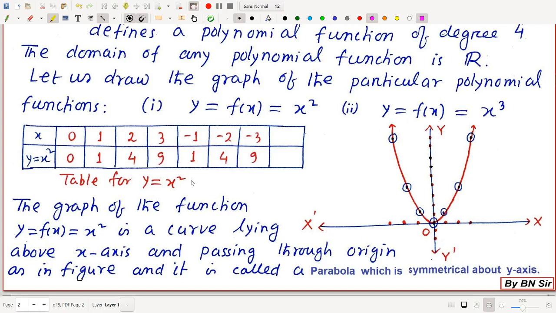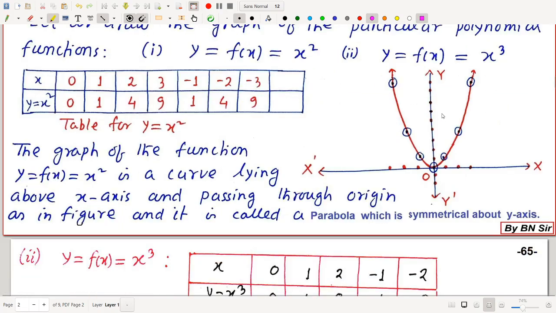Y equal to x square is not a first degree equation. A first degree equation gives a straight line. Here is a second degree equation, and the graph is as in this figure. It will extend up to infinity in this direction and also in this direction.